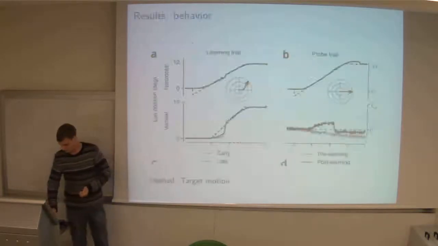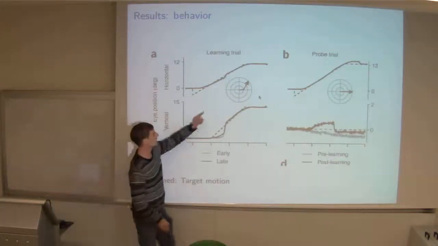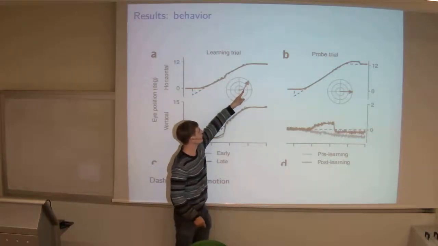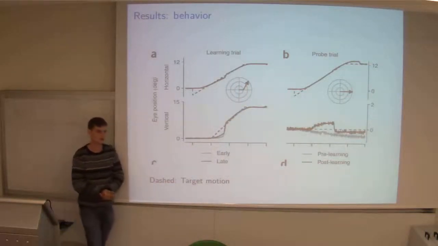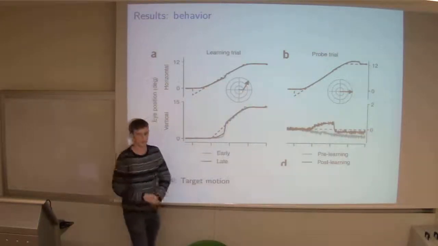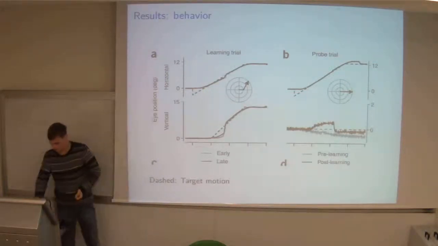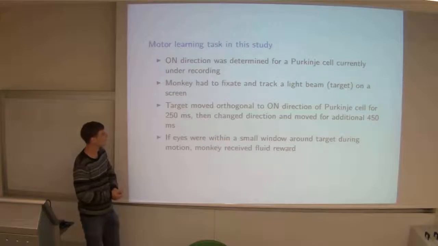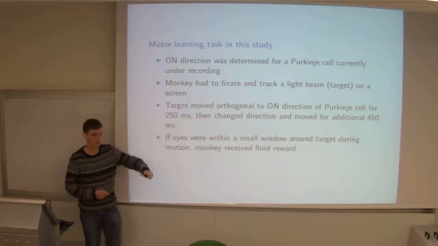Then the monkey has to follow a target, or I can show it here. This is the screen that the monkey looks at, and in the learning trials the target moves in one direction and then changes direction and moves in a different direction. The task of the monkey is to follow this dot on the screen with its eyes, and it gets a reward only if the eyes stay within a very small window around the moving dot during the whole trial. The monkey had to fixate and track a light beam on a screen. It moved for 250 milliseconds in one direction, and then for another 450 milliseconds in the other direction.